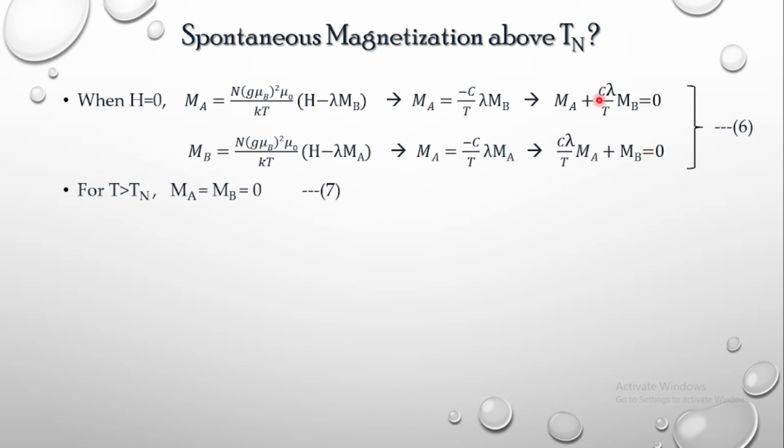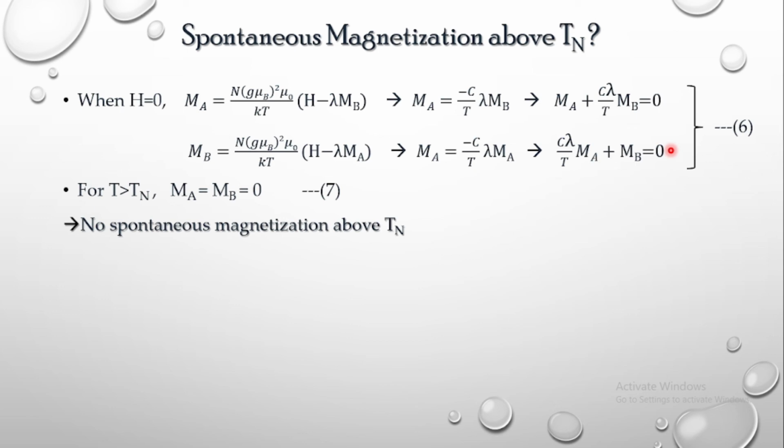If you solve it directly, you can observe that both values vanish, which means that there is no spontaneous magnetization of the two sublattices above the Néel temperature. So clearly we can say that above the Néel temperature there is no spontaneous magnetization. There is a randomness in spins, that's why we call it a paramagnet above Tn.